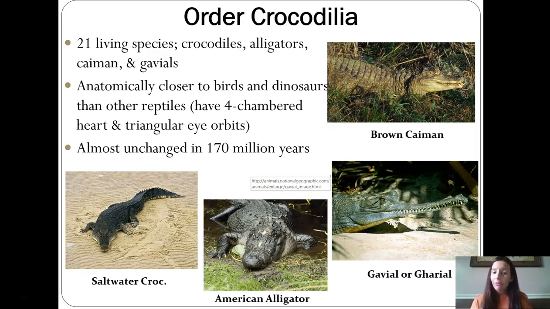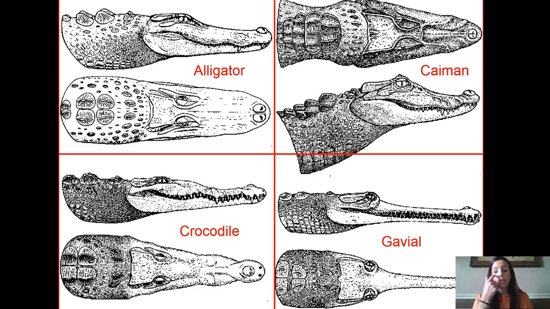Next up is order Crocodilia. There are 21 living species in this order. They include crocodiles, alligators, caimans, and gavials. They're anatomically closer to birds and dinosaurs than any other reptile. They're also very old. They've been on this planet for a very long time and unchanged for 170 million years. So here's an example of some of those different species.